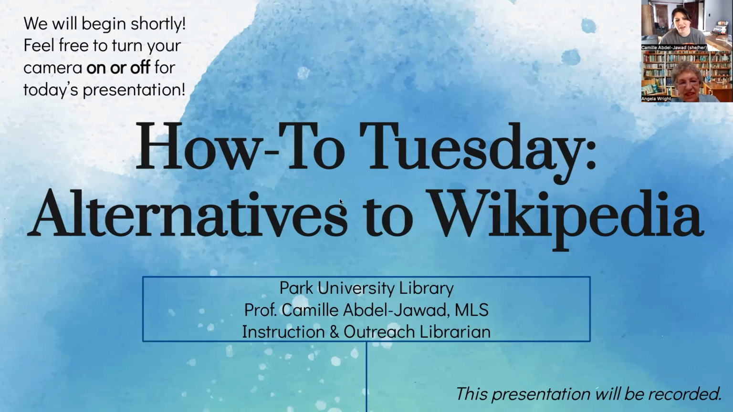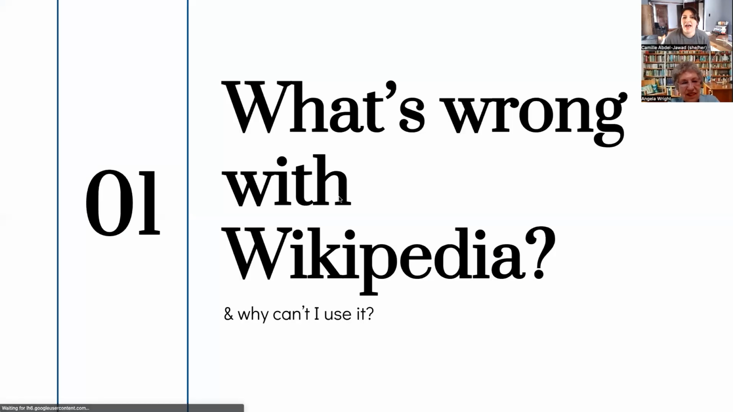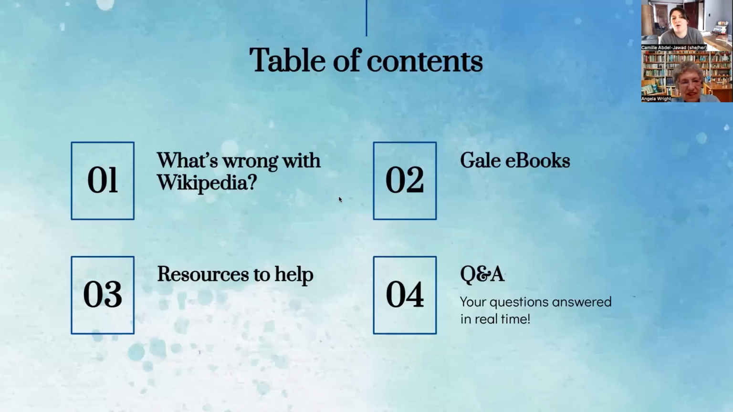So today we're going to go ahead and talk about what's wrong with Wikipedia. Why do we have alternatives? Why am I giving you guys this awesome alternative resource to utilize? Then we're going to talk about Gale eBooks. That is the alternative to Wikipedia that we are going to be discussing today.